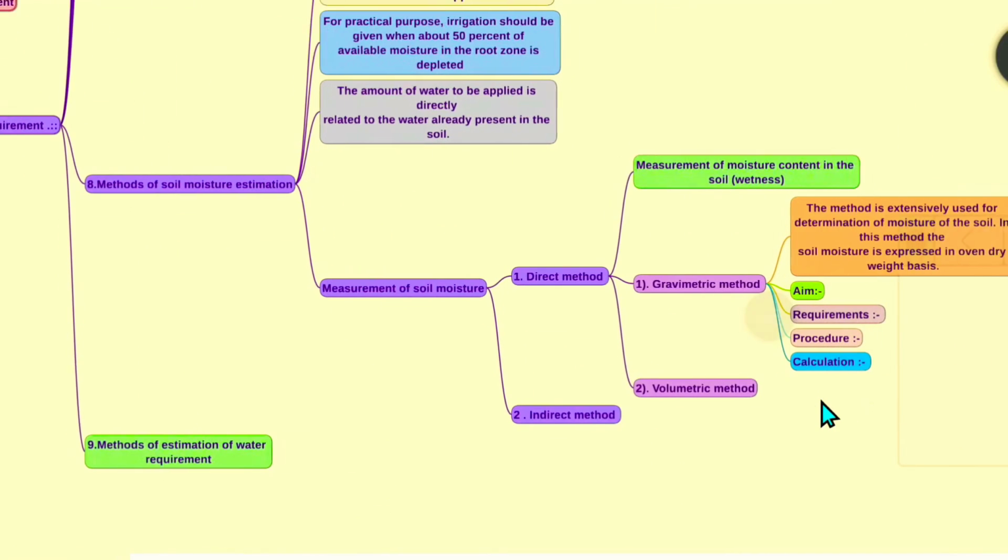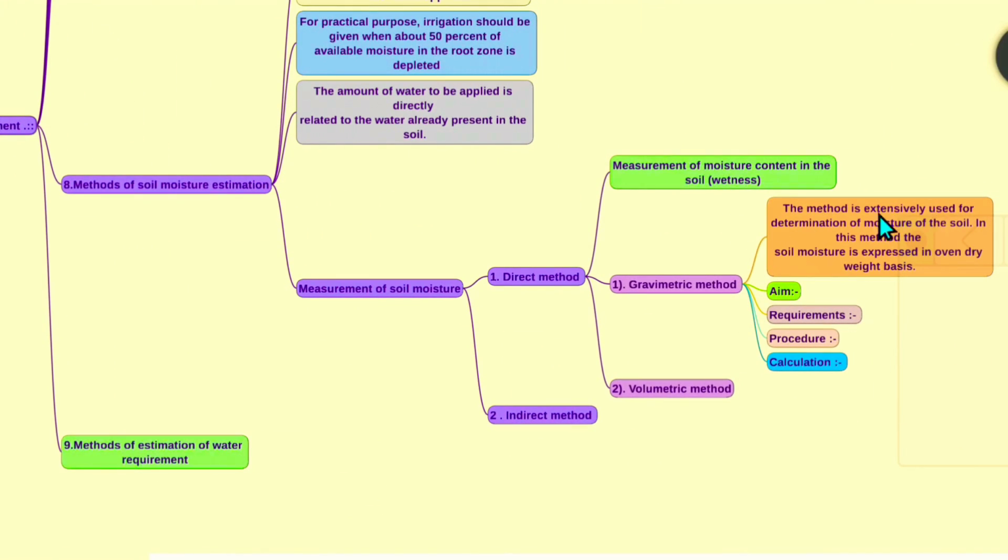This method is extensively used for determination of moisture of the soil. एक्सटेन्सिवली यूज होतो या मेथडचा. जास्त प्रमाणात यूज केला जातो हा मेथड. That is, the gravimetric method. In this method, the soil moisture is expressed on the basis of dry weight.